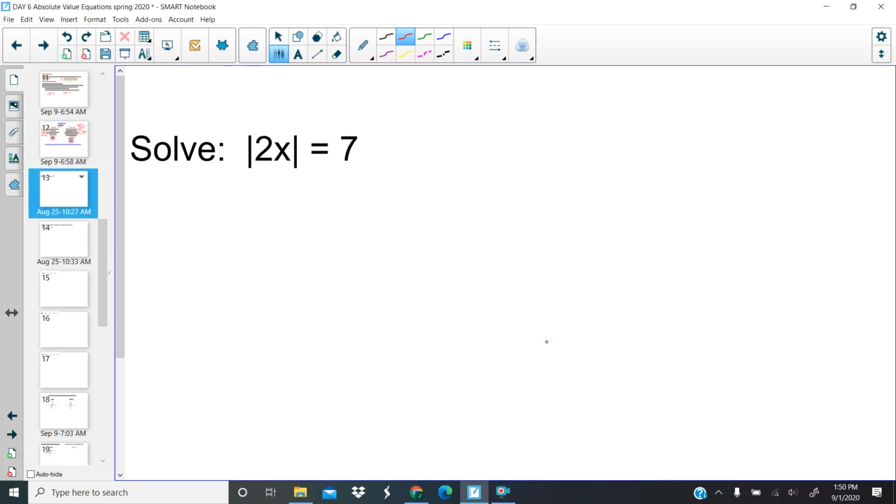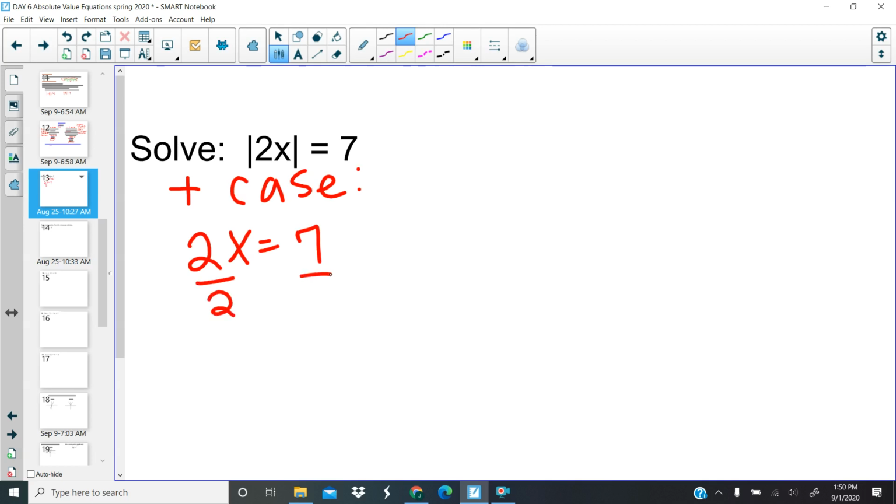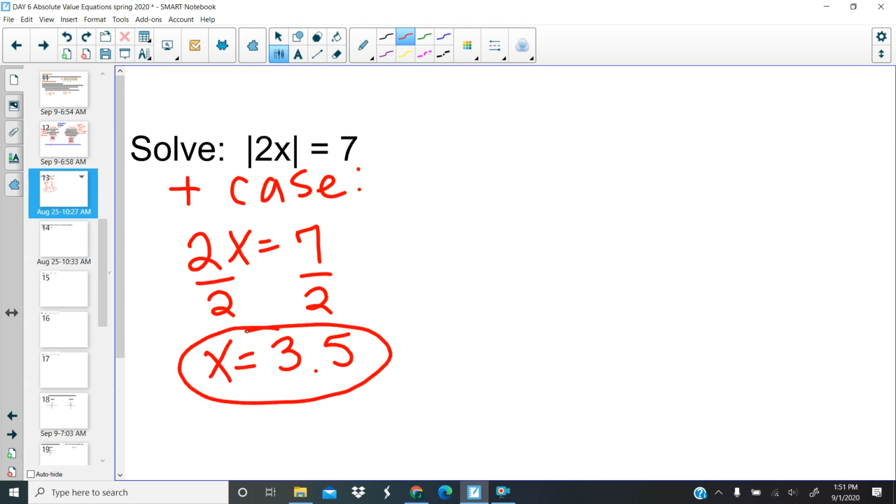Okay, so our first problem is the absolute value of 2x equals 7. So I'm going to start with the positive case. And all I'm going to do is just get rid of the absolute value brackets and have 2x equals 7. And then I'm going to divide by 2 on both sides and have x equals 3.5. And that's going to be one of my solutions.